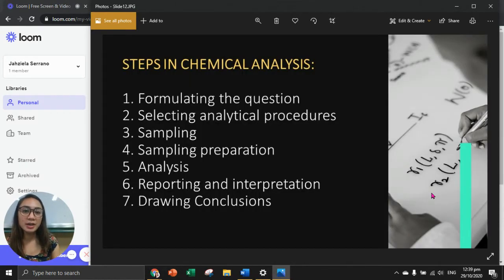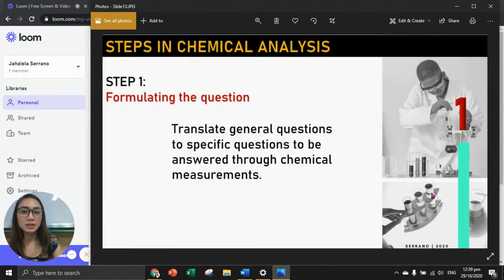So in the steps in chemical analysis, I'll be using the example of chocolate in terms of caffeine sa analysis natin. So first, again, you can pause this video and then write it down. First is formulating the question. Second step is selecting analytical procedures. Third, sampling. Fourth step is sample preparation. Fifth, analysis. Sixth, reporting and interpretation. And last step is drawing conclusions. So let's start with the first step, formulating the question.